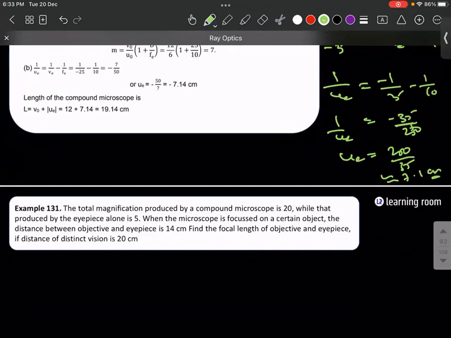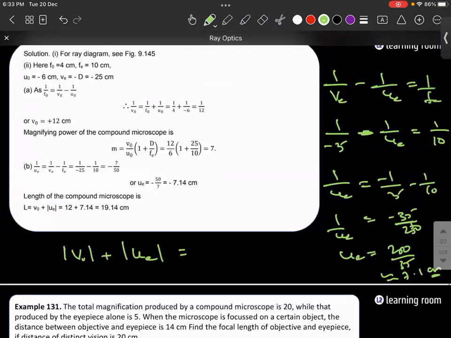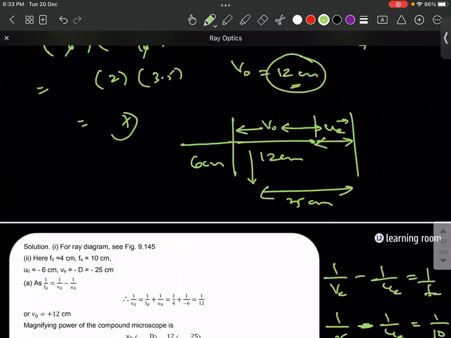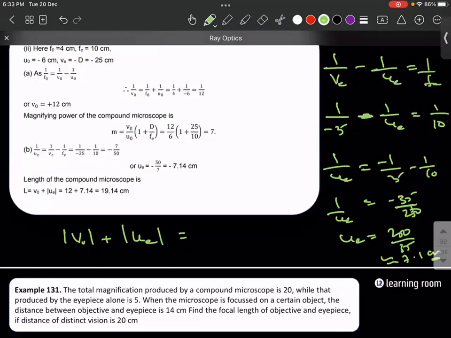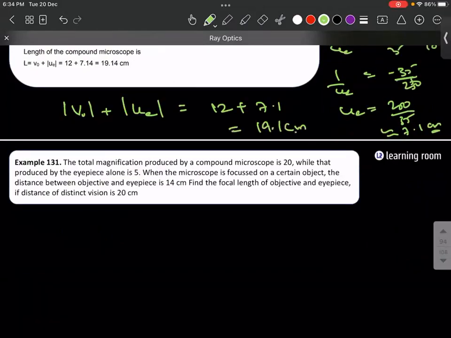So distance will be equal to magnitude of V naught plus magnitude of UE. V naught plus UE is going to be the distance. V naught is 12, UE is 7.1. So answer should be 19.1 centimeter.